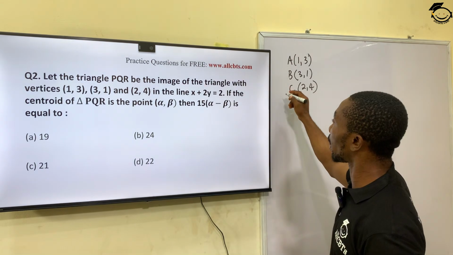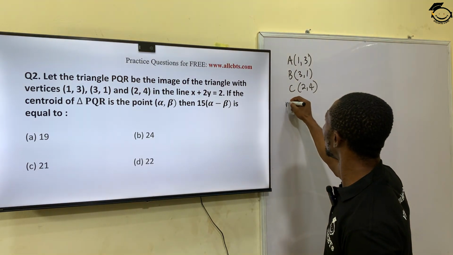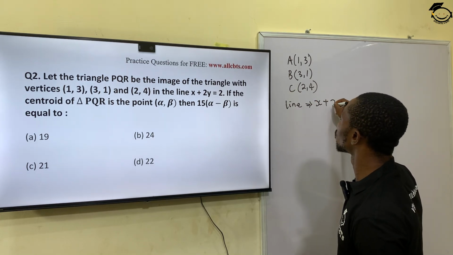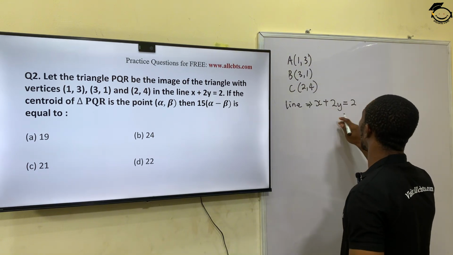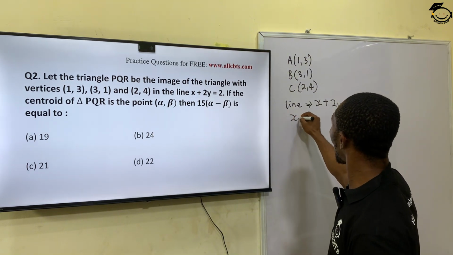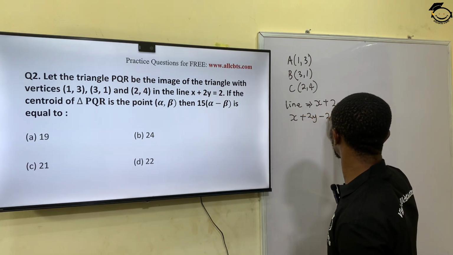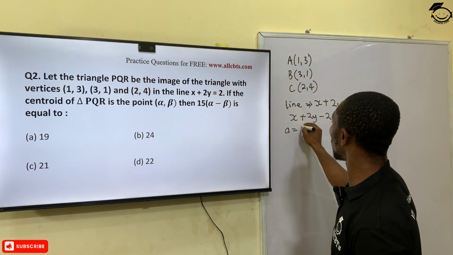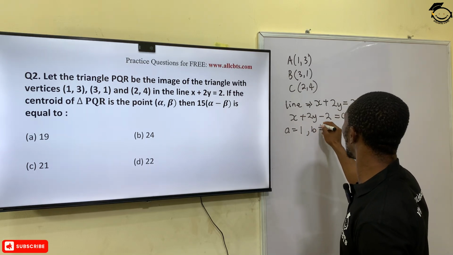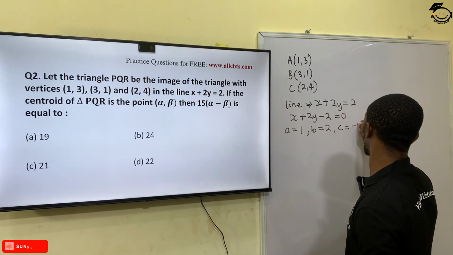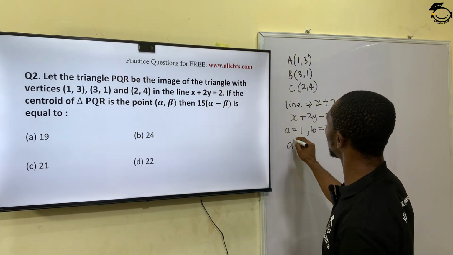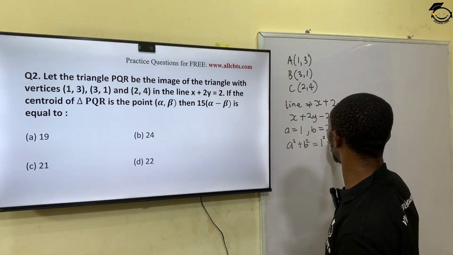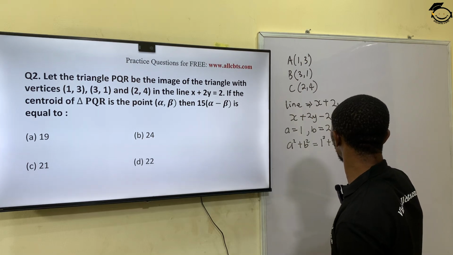Now, our reflected image is on a line. Our line of reflection is x plus 2y equals 2. Turning this into an equation, we have x plus 2y minus 2 equals 0. So from here, a equals 1, b equals 2, and c equals minus 2. Now, using the formula a squared plus b squared, we have 1 squared plus 2 squared, which will give us 5.